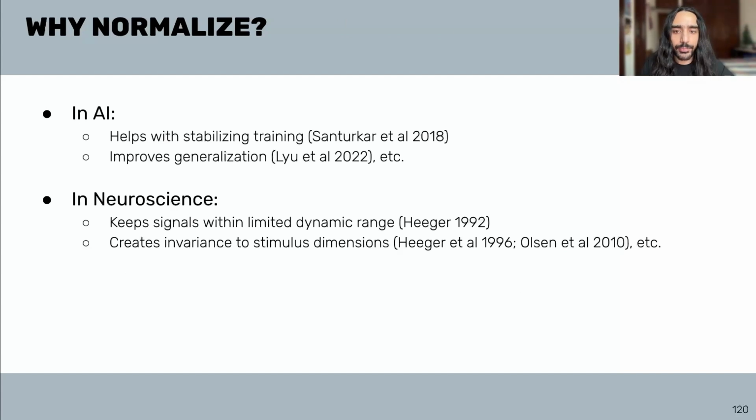In AI, normalization helps with stabilizing training. That is, you could train larger models faster. And normalization also improves generalization. In neuroscience, normalization keeps signals within a limited dynamic range, helping you achieve efficient coding. Normalization also creates invariance to stimulus dimensions and can help you avoid noisy signals.